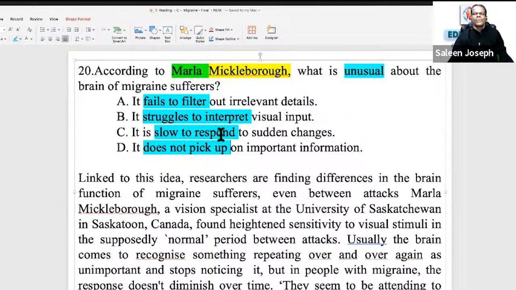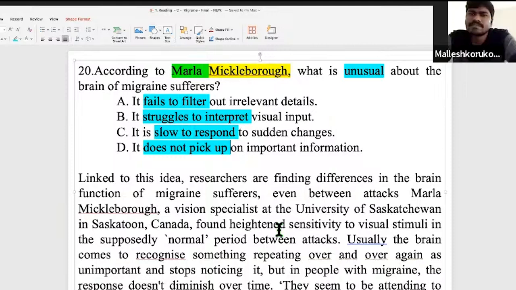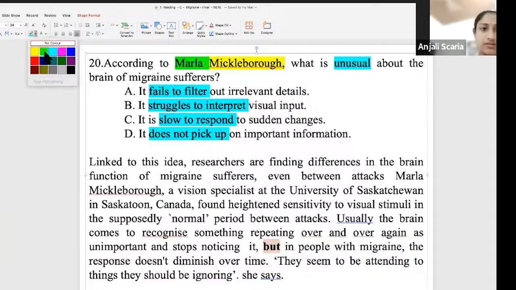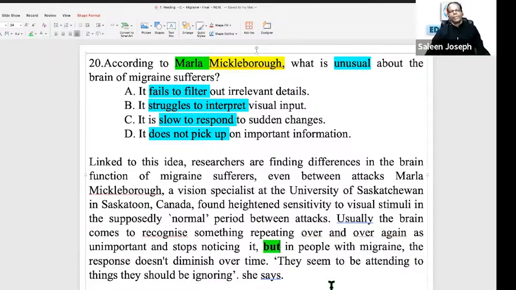Cool. Struggles to interpret visual input. It is slow to respond to sudden changes. It does not pick up on important information. Let's go for the contrast word first. Where do you have the contrast word? Just glance through, it's 30 seconds. It's the word but in the last third sentence. And the strategy says if you have a contrast word, the answer will come after the contrast word.